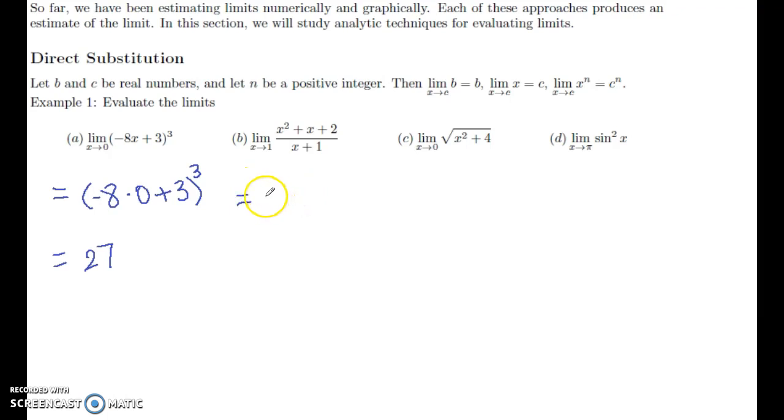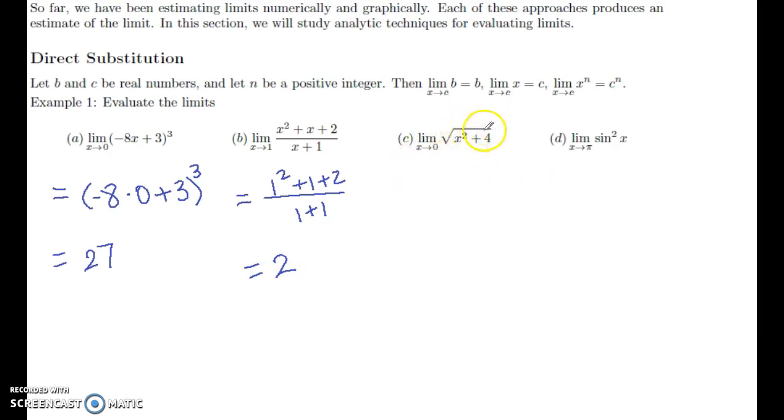Now for the next limit, we do the same thing. We try to use direct substitution first, unless we have a problem. So we have 1 squared plus 1 plus 2 divided by 1 plus 1. So it's 4 over 2. The final answer is 2.